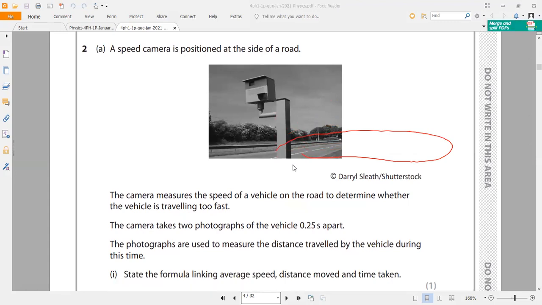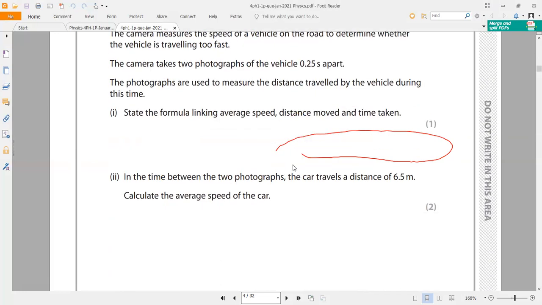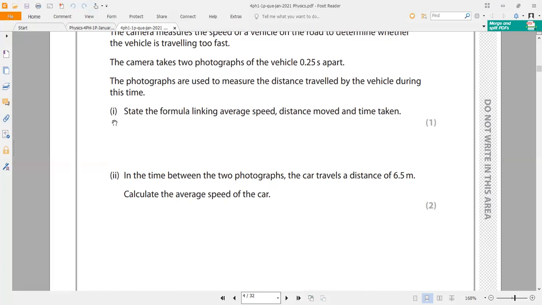Question number 2A says a speed camera is positioned at the side of a road. The camera measures the speed of a vehicle on the road to determine whether the vehicle is traveling too fast. The camera takes 2 photographs of the vehicle 0.25 seconds apart. The photographs are used to measure the distance traveled by the vehicle during this time. Now the first question here says state the formula linking average speed, distance moved, and the time taken.